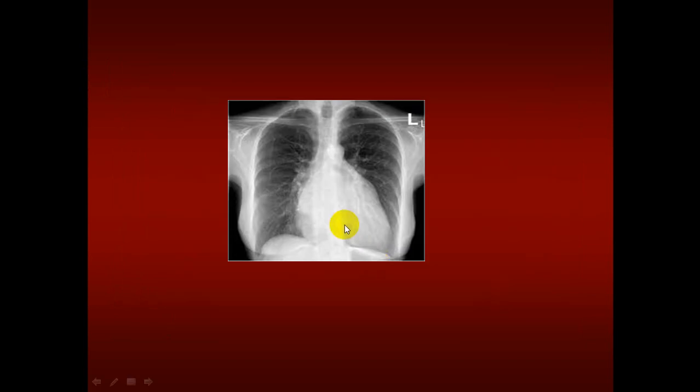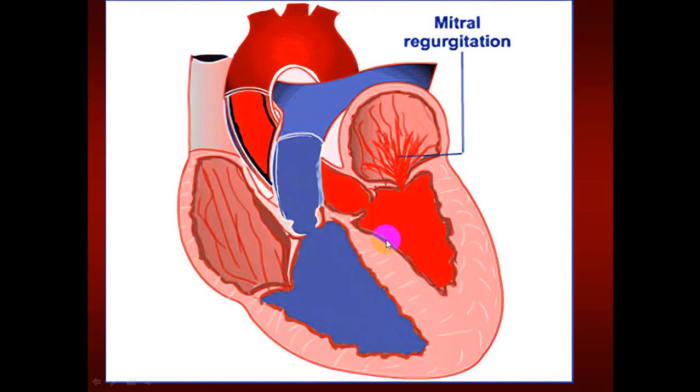This is an X-ray of mitral valve disease, mainly mitral regurgitation. And this is a diagram showing the regurgitant volume, with blood coming back during systole. Sometimes a very considerable proportion of the stroke volume is regurgitated back to the left atrium and then transmitted chronically to the right side of the heart.